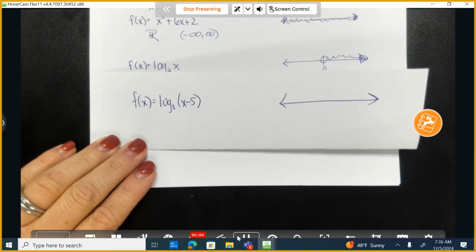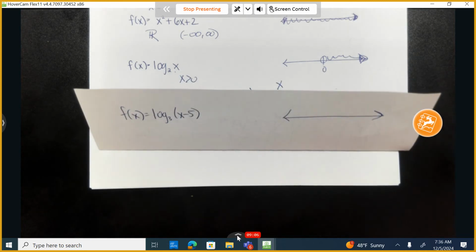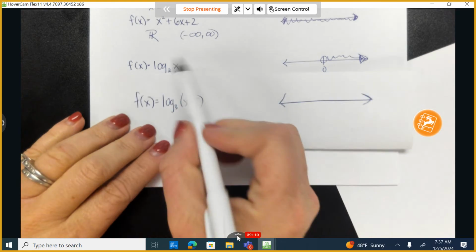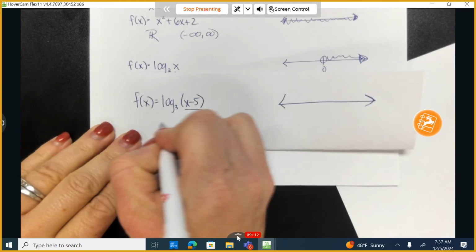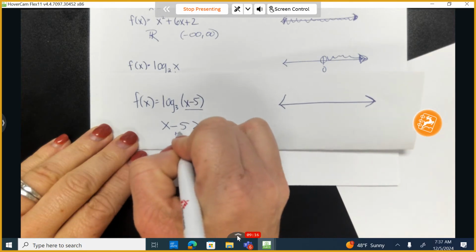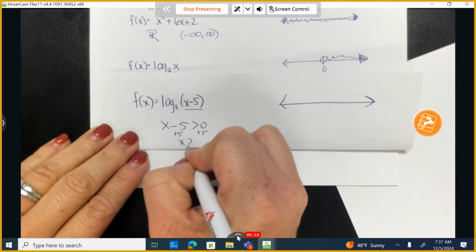So I'm going to get started. I'm thinking to myself, which rule applies? And we already know it's this rule. So what's behind the base, in this case base 3? This value, x minus 5, has to be greater than 0. So I'm adding 5 to the opposite side. I get x is greater than 5.